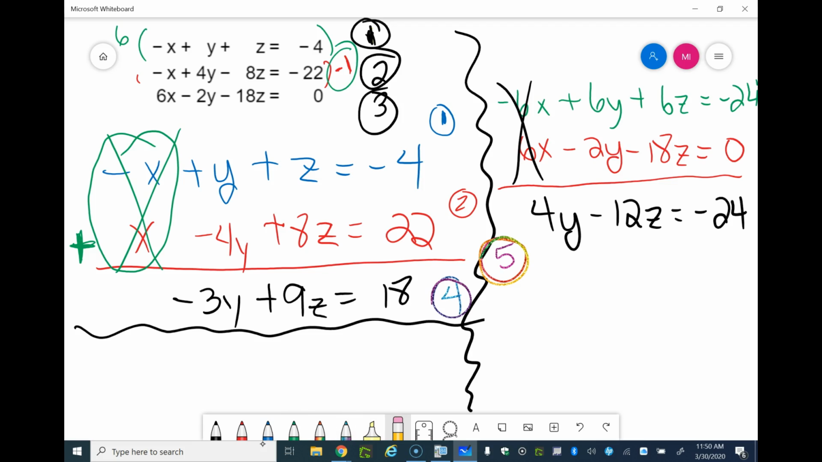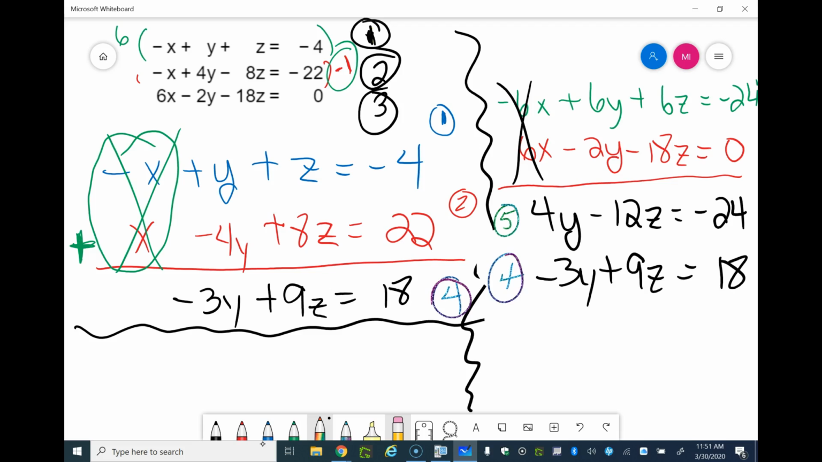So I'm going to go ahead and write this other one here. I have -3 plus 9z equals 18. So this is equation number 4. I'm sorry, let me make it a little clearer. So this one here is 5, and this one here is 4. Does that make sense?